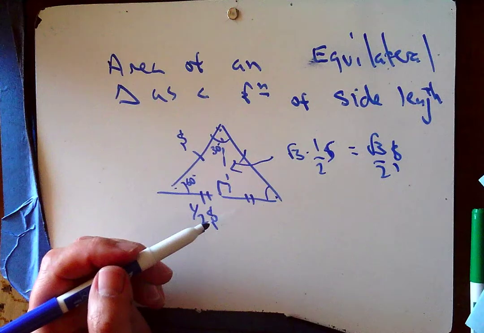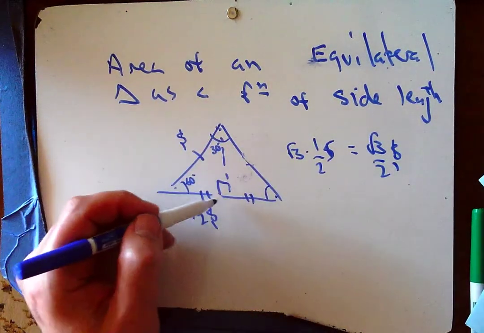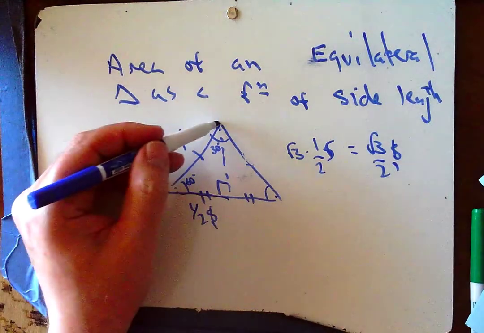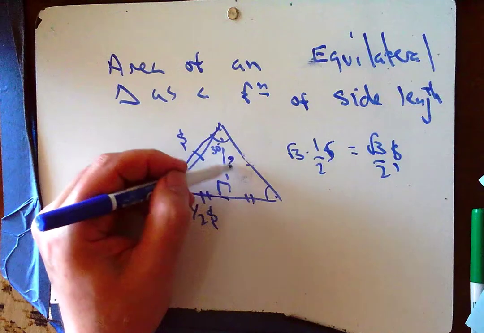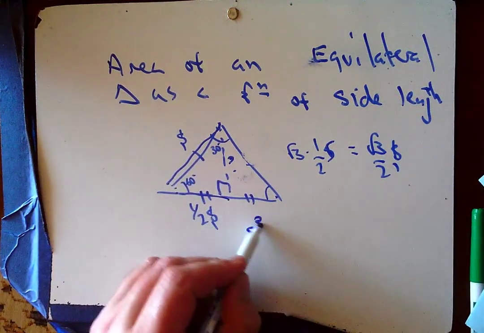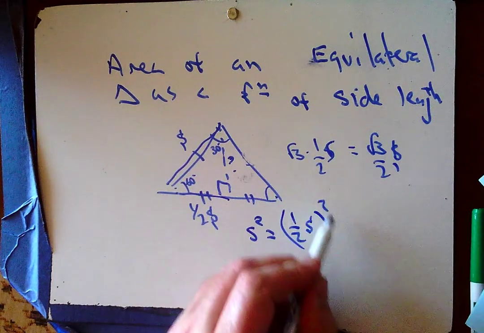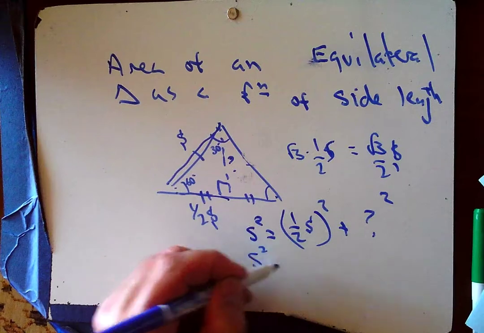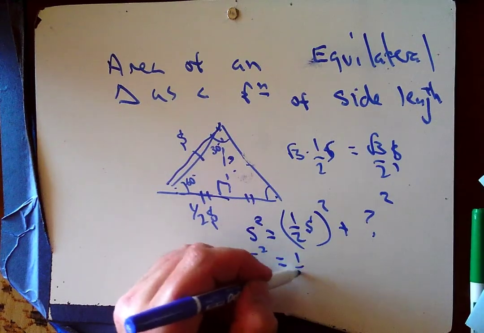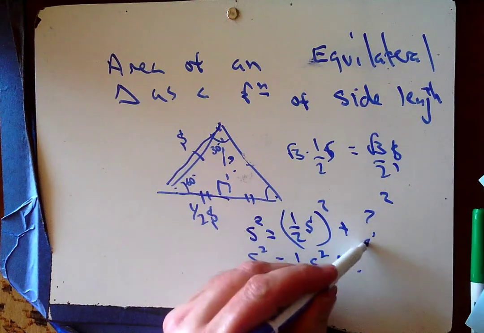Now, if you didn't remember your 30, 60, 90 shortcuts, what could you do? Well, I guess I could use the Pythagorean theorem. I know that this is half of the side length because I cut it in half with this, and I don't know what that length is, so side squared equals 1/2 side squared plus question mark squared. So side squared equals 1/4 side squared plus question mark squared.